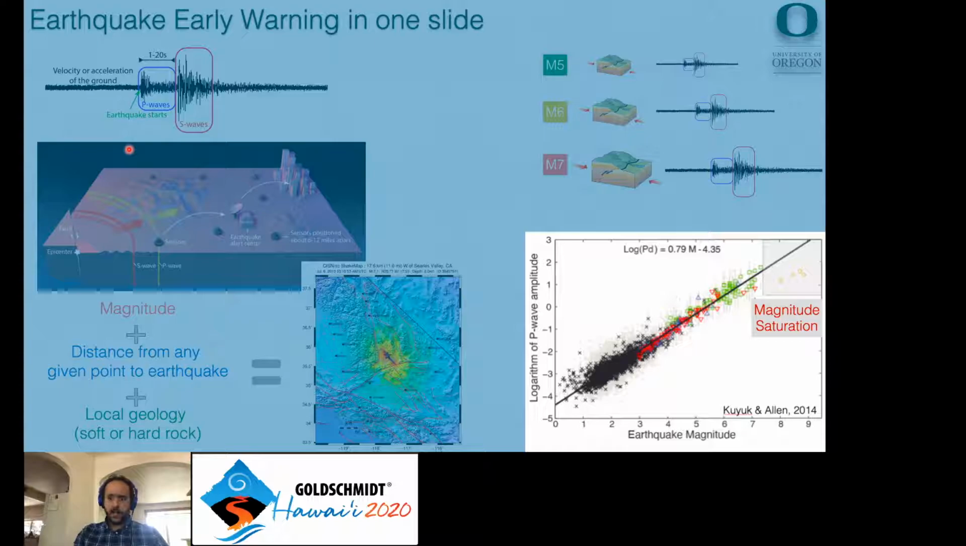However, there's a challenge. If you were paying attention when I was discussing this earthquake early warning in one slide, you would have noticed that for the biggest earthquakes over here, the P waves actually seem to have an amplitude that is smaller than what you would expect from this log linear relationship. This is a well-known phenomenon called magnitude saturation. And what it means is that it's actually difficult to say that a magnitude 8.5 or a magnitude 9 is actually a magnitude 9. We frequently struggle with this.